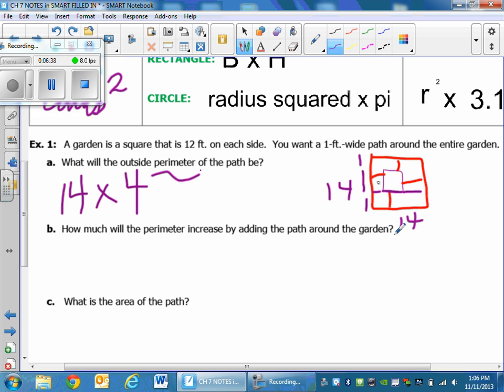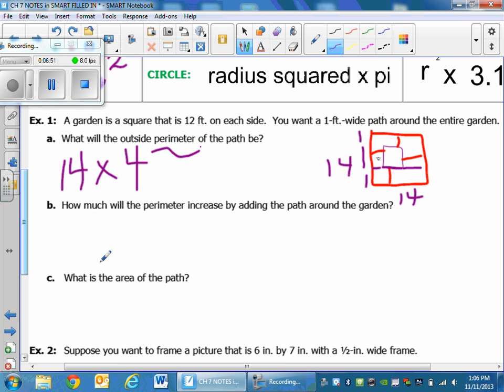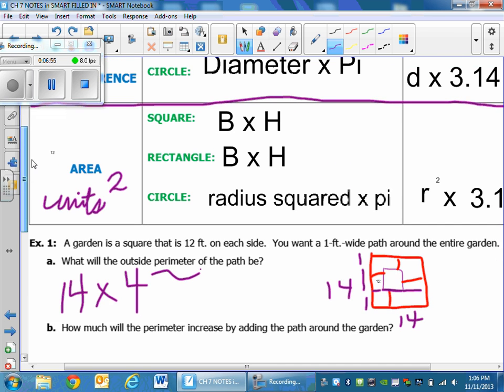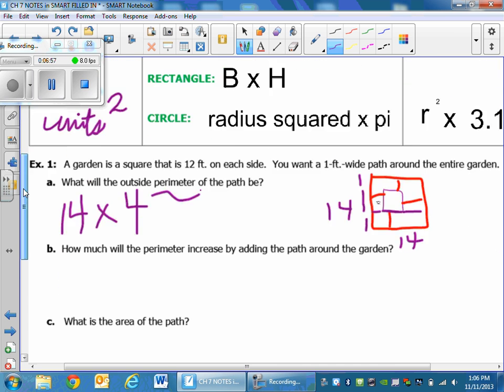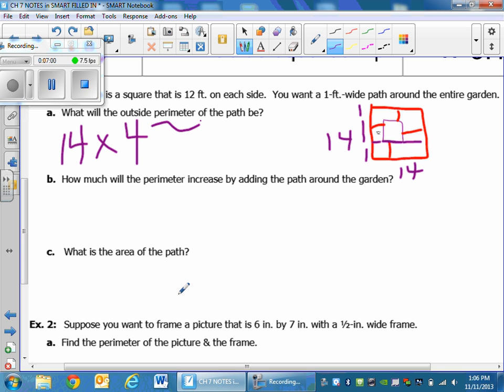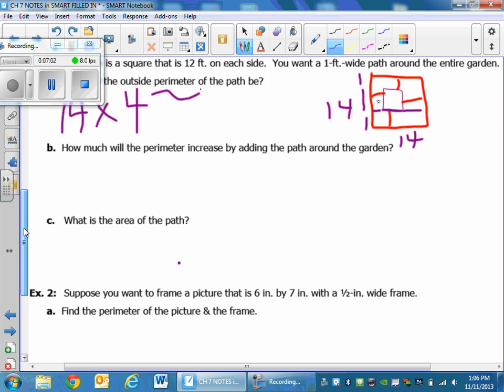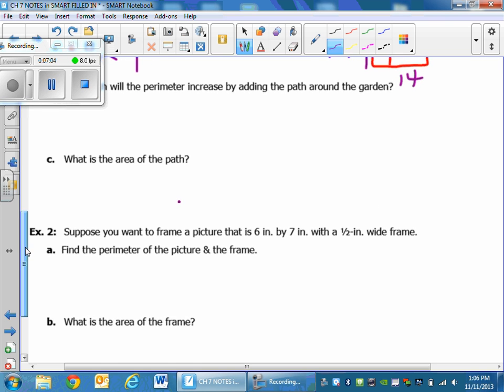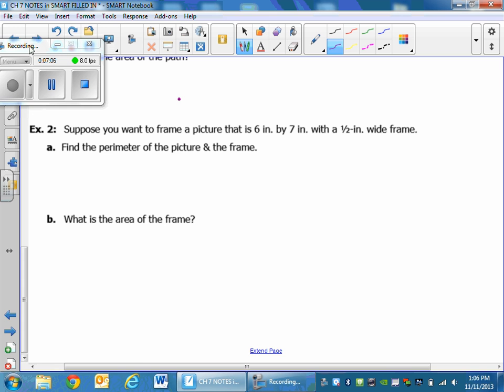How much will the perimeter increase by adding the path? So you need to find the perimeter of a 12 by 12 and subtract that from what you got for A to find how much more perimeter you need. Then the area of the path, remember it's a 14 by a 14, and to get area is base times height, or length times width. So you could do 14 times 14 here. Example 2, I want you to try that one on your own.